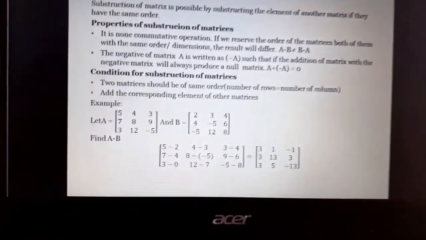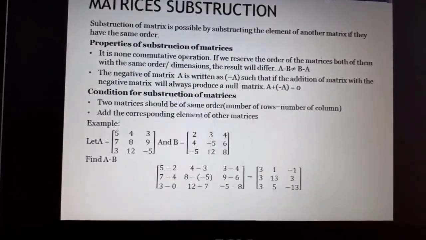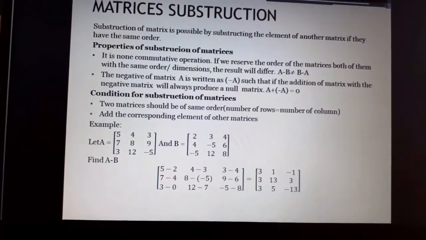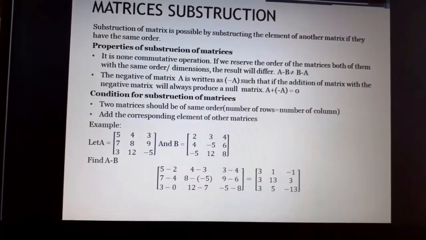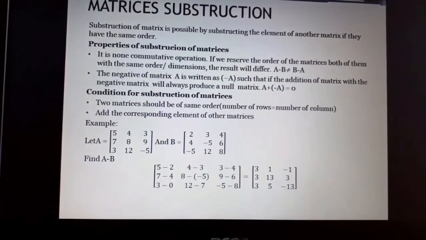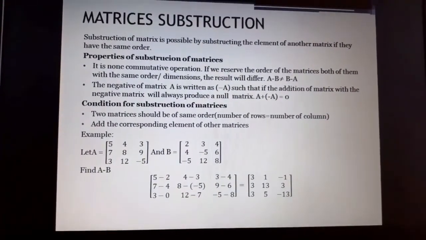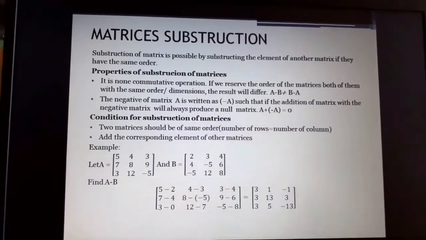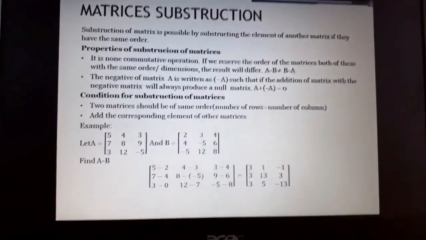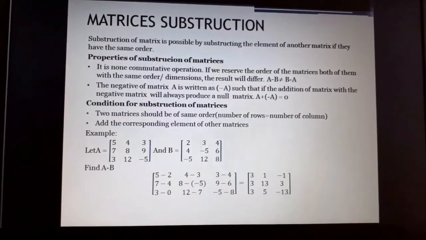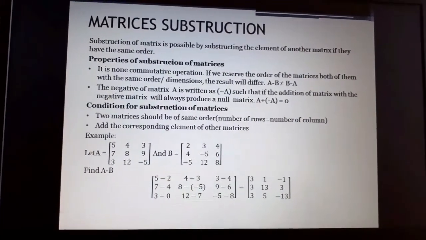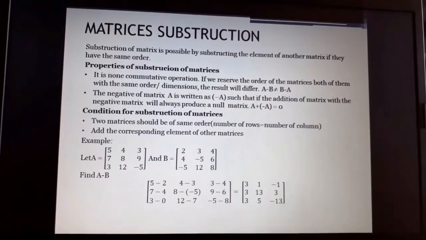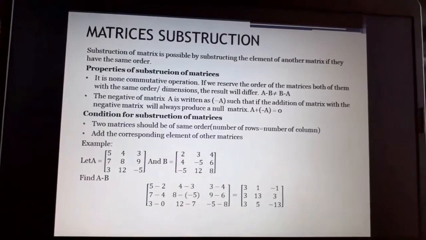The example of matrix subtraction. Let A be matrix 5, 4, 3, 7, 8, 9, 3, 12, negative 5, and B matrix 2, 3, 4, 4, negative 5, 6, negative 5, 12, 8. Find A minus B. We subtract the elements. 5 minus 2 is equal to 3. 5 minus 1 is equal to 4. 5 minus 3 is equal to 1.